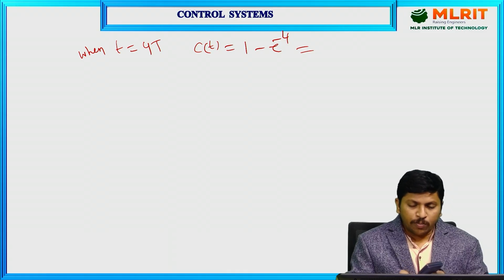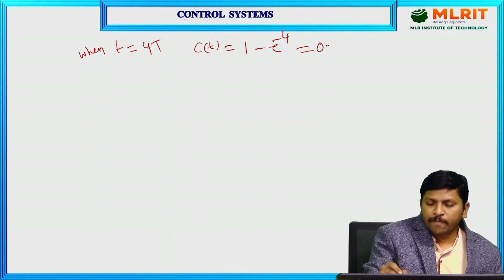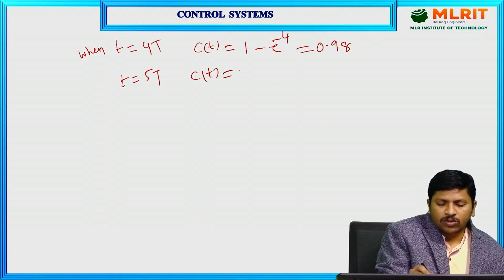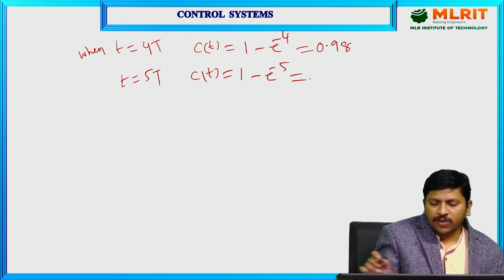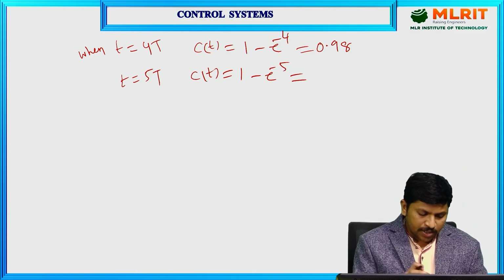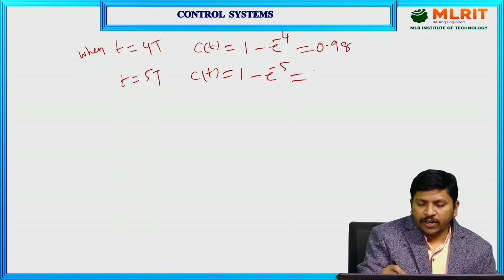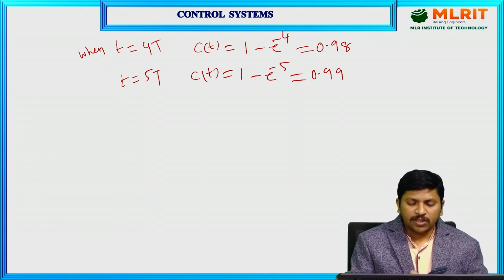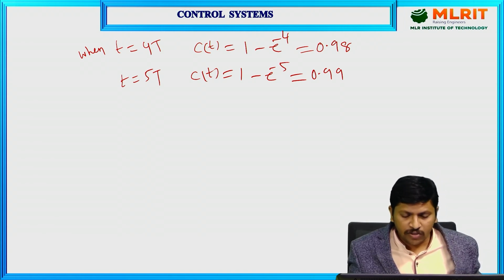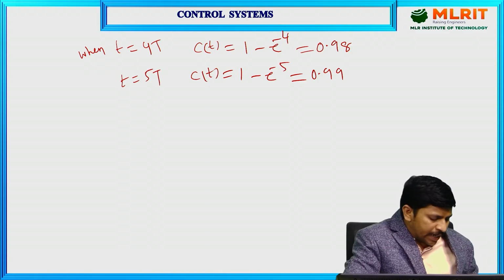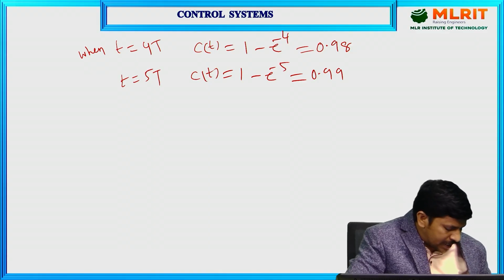The value is 0.98. Same as t equals 5T: C of t equals 1 minus e power of minus 5. In place of minus 4, just substitute the minus 5. You will get the value 0.99. For this, 0.99 is approximately equal to 1, right? So from 5T onwards you will get the steady state output.